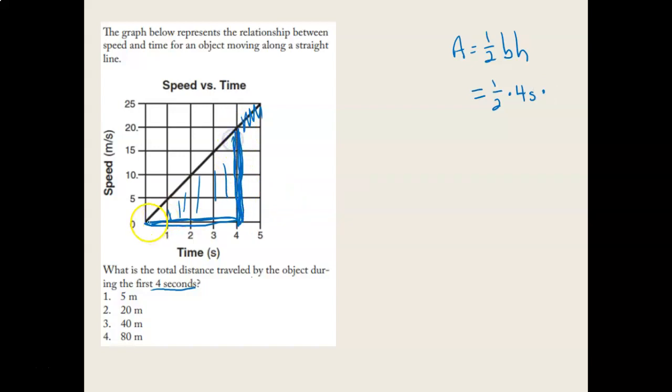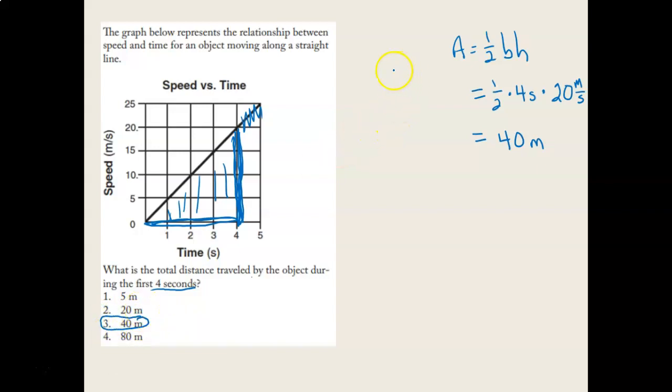So our height is, we went from 0 to 20 meters a second. So our height is 20 meters per second. All right, so now we multiply all that. We get 1/2 times 4 would be 2, and 2 times 20 would be 40. And if we look at our units, we've got meters over seconds times seconds. So this seconds is going to cancel with this second, and we're left with meters. Okay, so we just figured out the total distance is 40 meters by looking at the area under the graph.